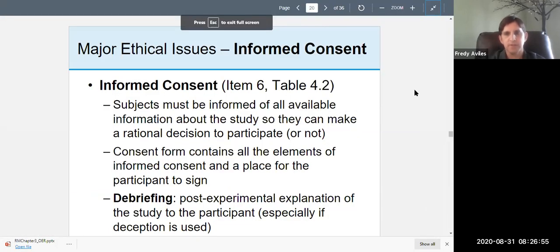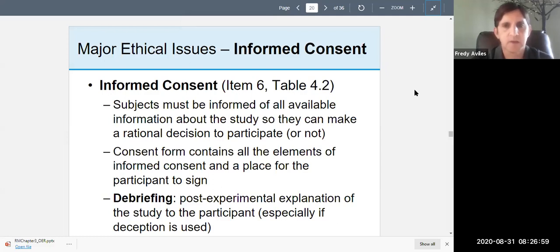Okay, today we're going to be finishing up the section on research ethics. We left off talking about deception, and now we're going to talk about informed consent. We were talking about the APA guidelines.